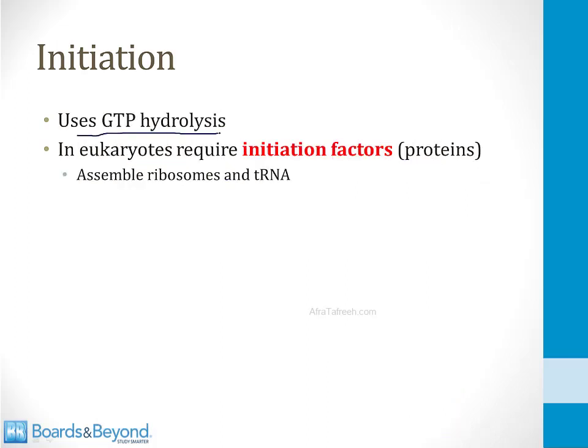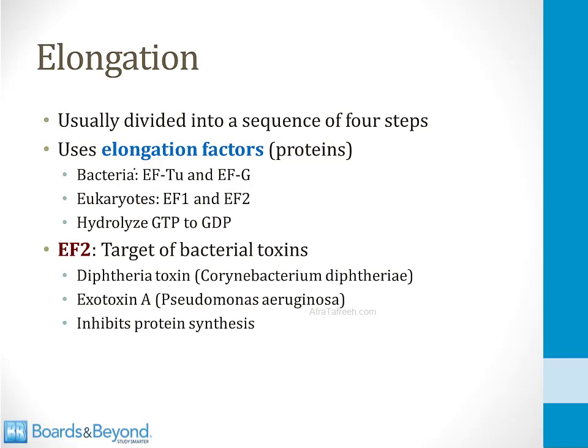GTP is hydrolyzed as part of initiating protein synthesis, and in eukaryotic cells, initiation of protein synthesis requires additional proteins called initiation factors that help to assemble the ribosomes in the tRNA. At the completion of the initiation portion of protein synthesis, we have the tRNA for either methionine or FMET bound to the P site. We now enter the part of protein synthesis called elongation, where the protein chain will be elongated. Elongation is usually divided into a sequence of 4 steps, which I'll show you on the next few slides, and this process uses proteins called elongation factors.